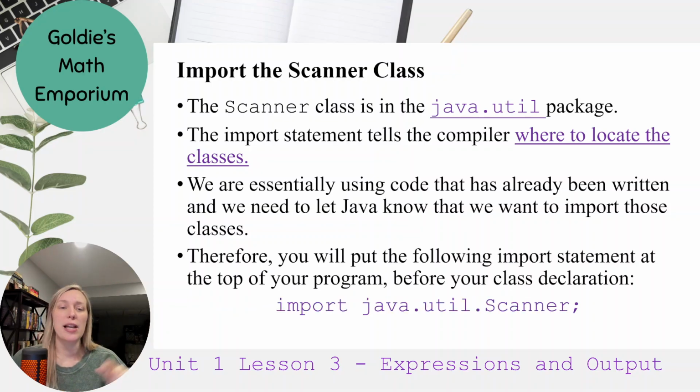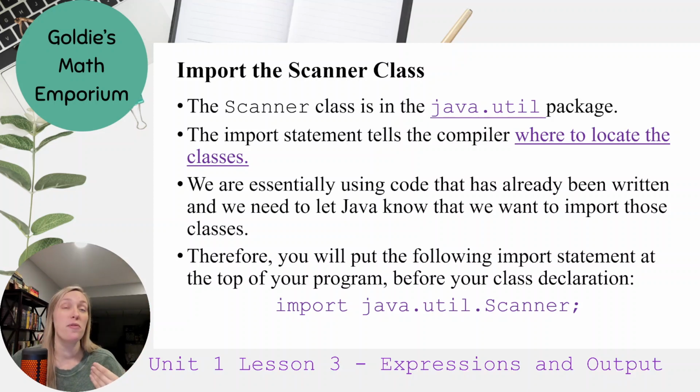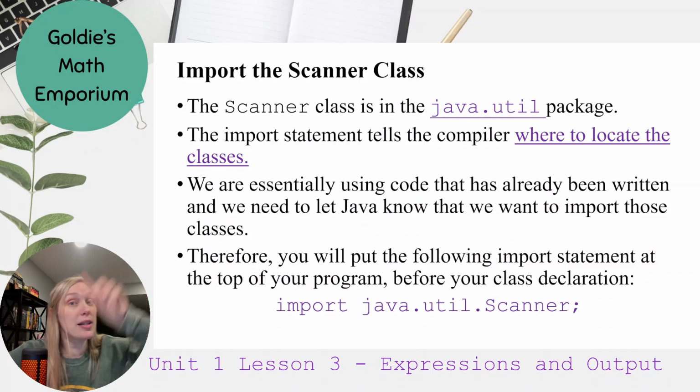So to import the scanner class, this is the code I want you to have memorized. Okay, import java.util.Scanner. Okay, so that's UTIL. You're going to put that at the very top of your program, even before your public class Main or public class Example, whatever you have as your class. You're going to put that right above it. It's a statement, so you're going to end it with that semicolon, and that's importing the scanner class. That is the one line of code that you put in to import the scanner class. Okay, so that's step one.